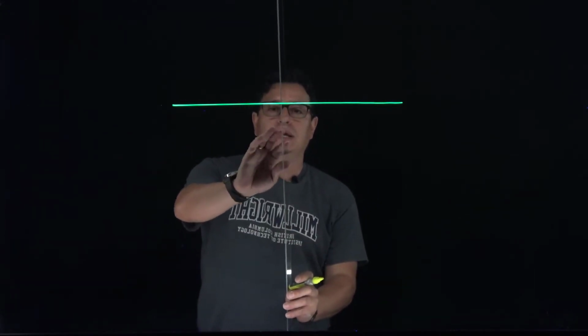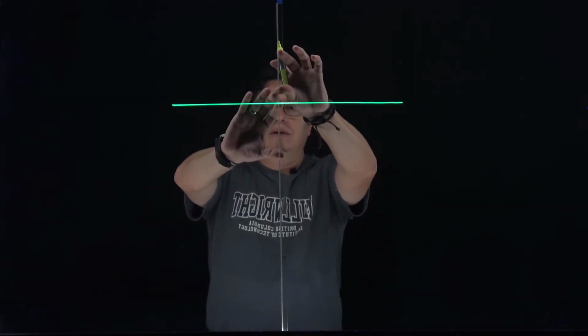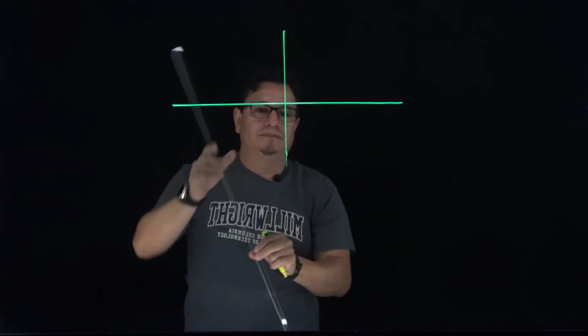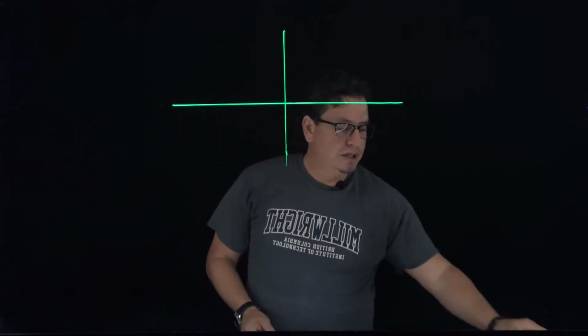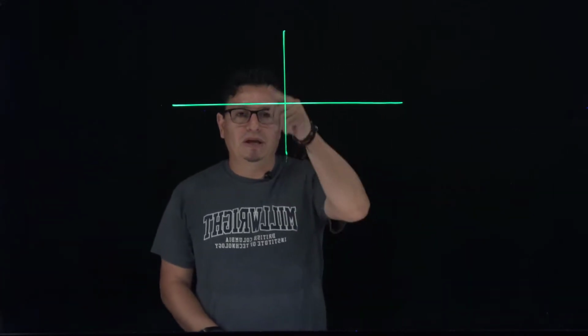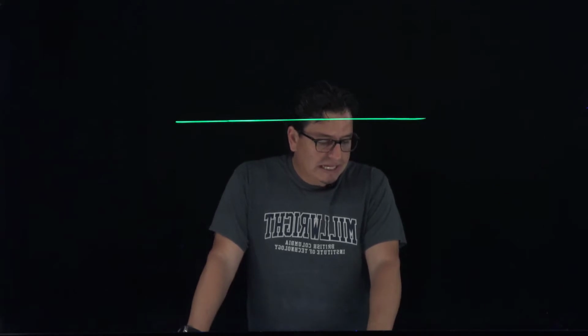So over here, that would be a perpendicular line. The term bisect, meaning bisect something means to divide into equal parts. So how do we go about bisecting a line?